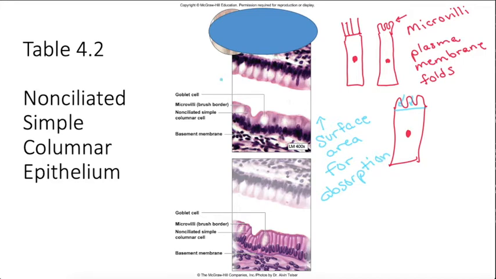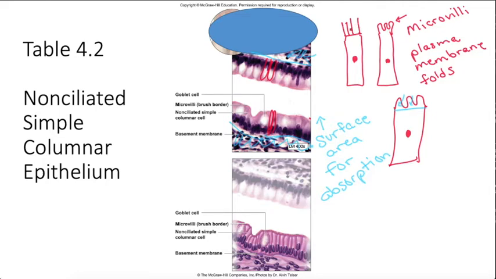Just a quick review to orient you what we're looking at. Here is the basement membrane. This is all connective tissue. We don't care about it. Here's the basement membrane, connective tissue. Okay. Here's all our columnar cells. They are super, super skinny. And the microvilli, you can see just kind of this blurry fuzz.